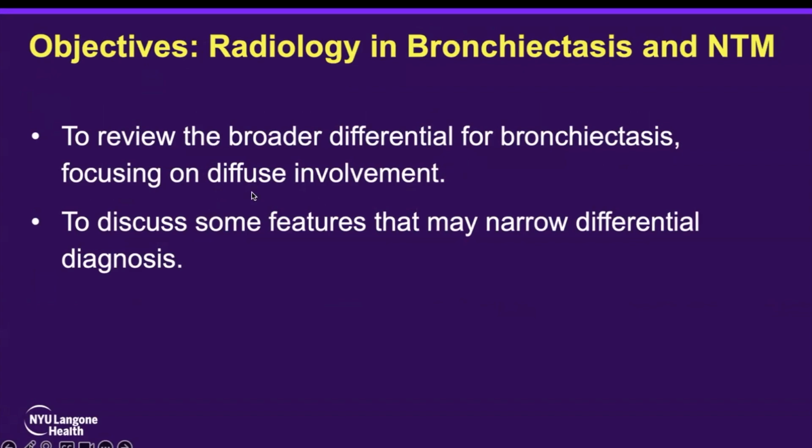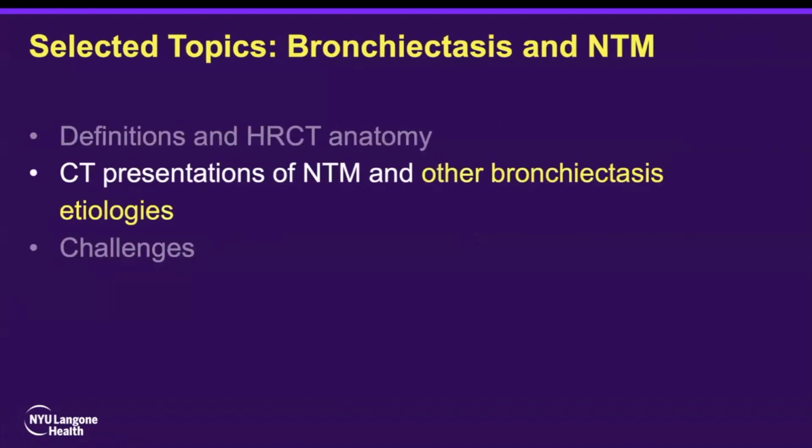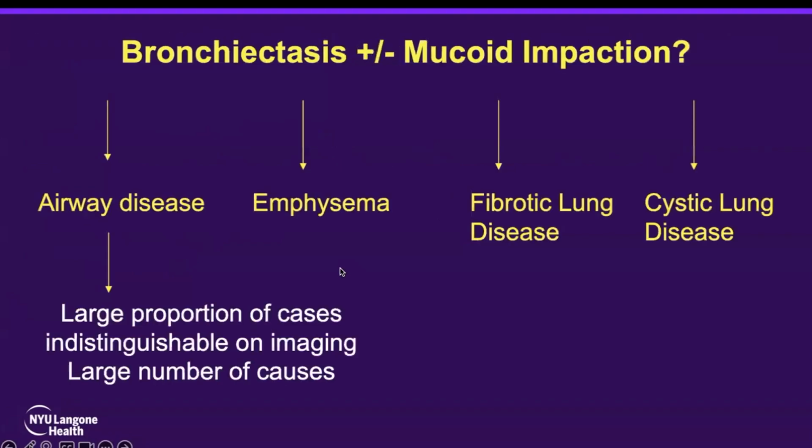entities that are diffuse or multifocal, and we'll discuss some features that can help us narrow differential diagnoses when encountering individuals with bronchiectasis. So we talked about definitions and HRCT anatomy and some of the presentations of nontuberculous mycobacteria, and for this portion of our discussions, we'll focus on the etiologies for bronchiectasis other than NTM.